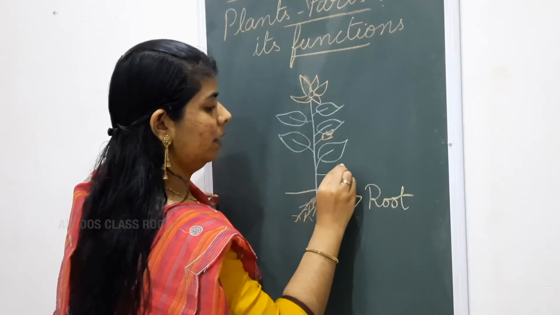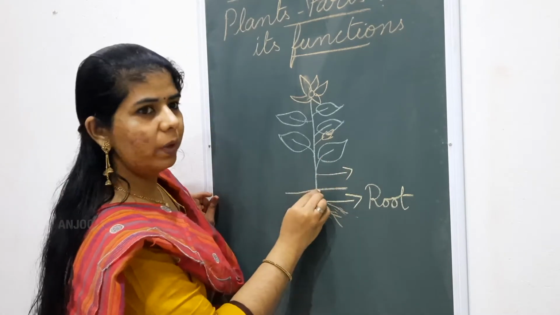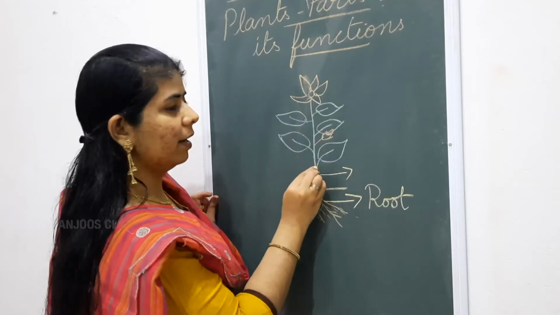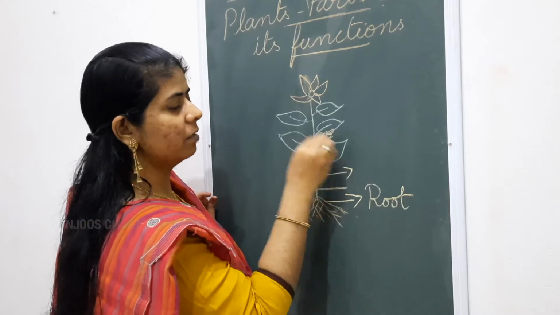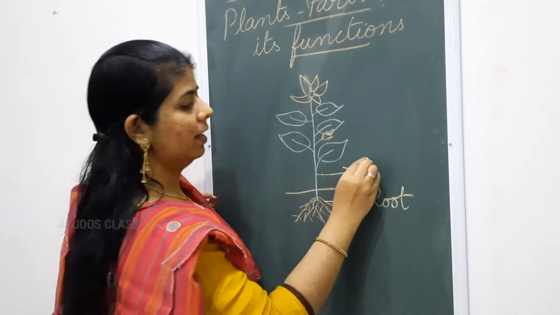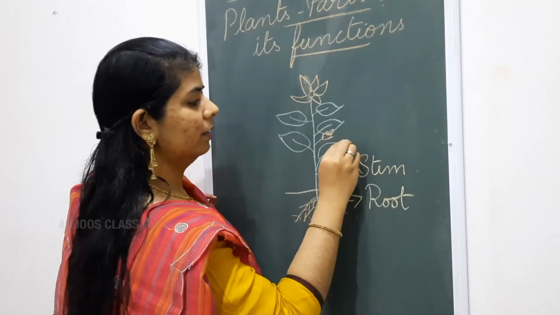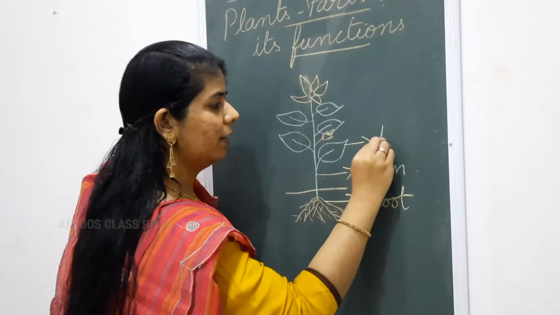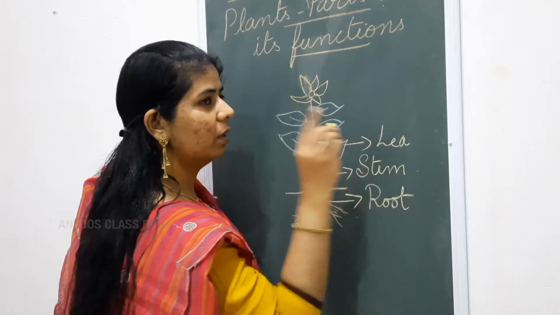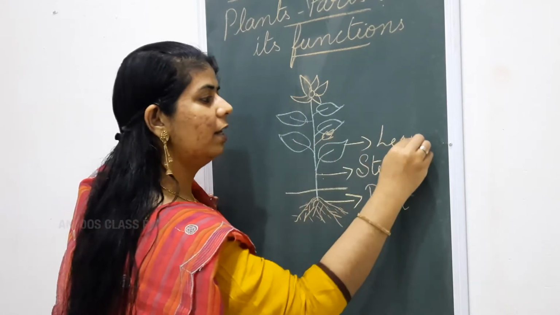Then above the soil, it starts with the stem, on which all the other parts are attached. You can see on the stem, all the other parts of the plant are attached. That is the stem. Then the kitchen of the plant, who is preparing the food for the plant? Leaves. If it is only one we will write leaf. There are many, so we will write leaves.